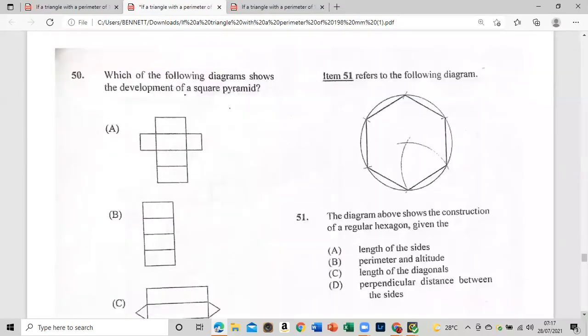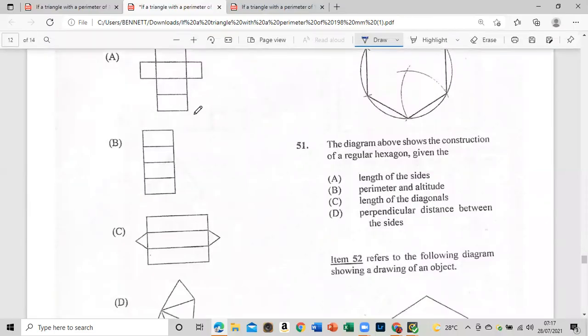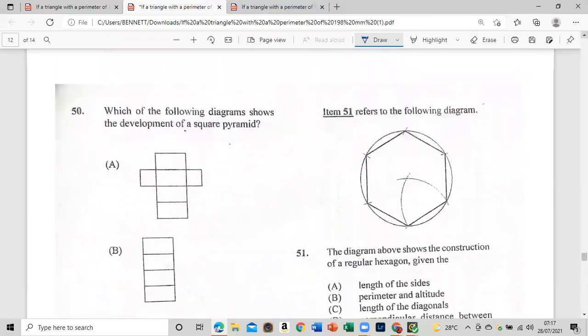Just 10 to go, and we are there, all right? Which of the following diagrams show the development of a square pyramid? You know, it's another one, right? It's a cuboid. And this is a triangular one, so it's just going to be D. Alright, so 51.